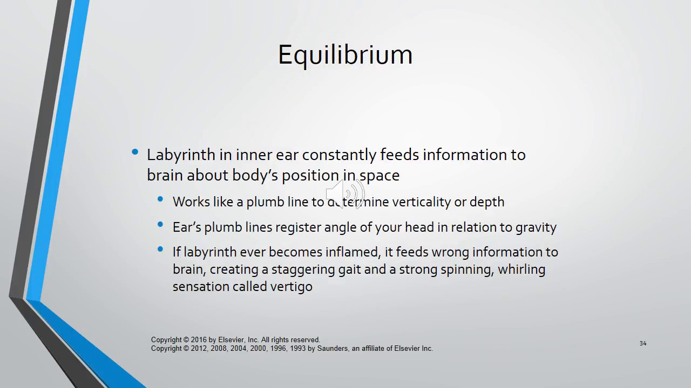Our equilibrium is controlled by the labyrinth in our inner ear. It's constantly feeding information to our brain about our body's position in space. If the labyrinth ever becomes inflamed, it can feed incorrect information to the brain, which would cause that staggering gait or a sensation of spinning or whirling, which we call vertigo.